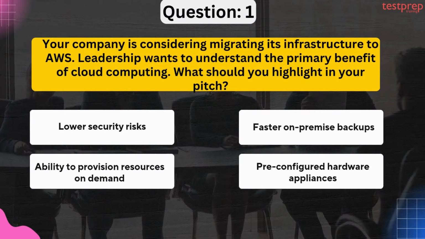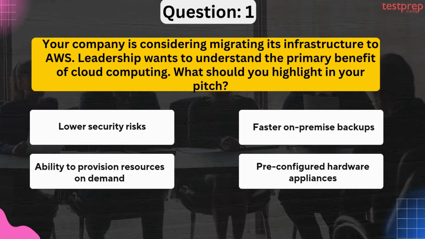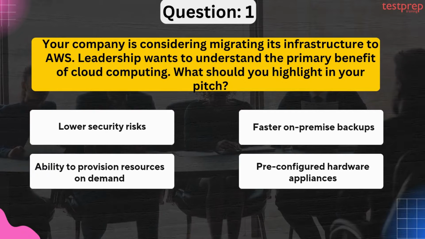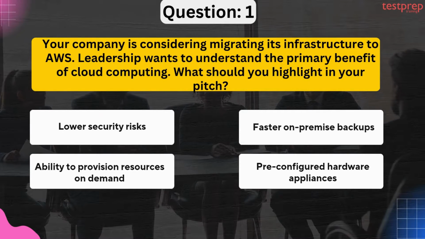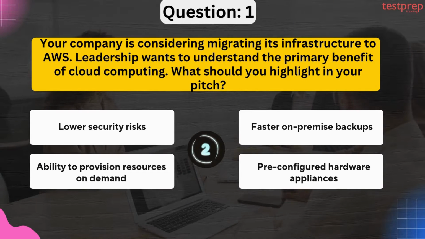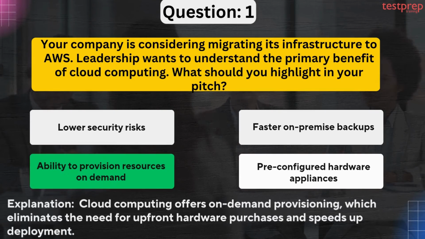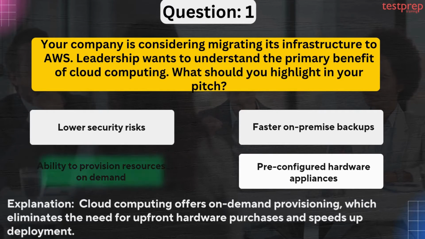Question 1. Your company is considering migrating its infrastructure to AWS. Leadership wants to understand the primary benefit of cloud computing. What should you highlight in your pitch? The correct answer is ability to provision resources on demand. Cloud computing offers on-demand provisioning, which eliminates the need for upfront hardware purchases and speeds up deployment.